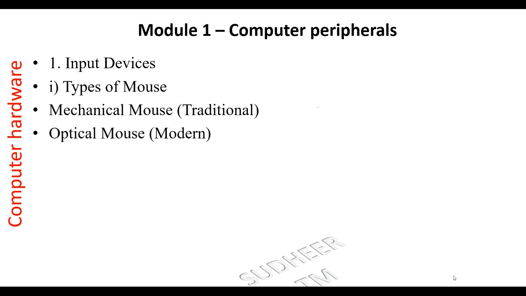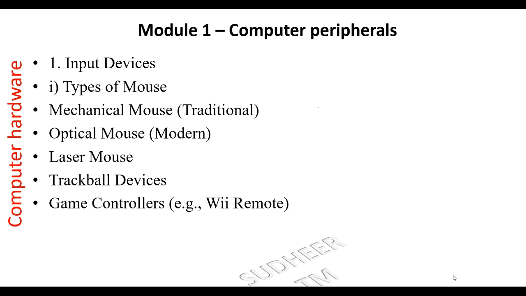And the second is the optical mouse, modern mouses, and laser mouses, trackball devices, and game controllers. These are all coming under the mouse or pointing device category.